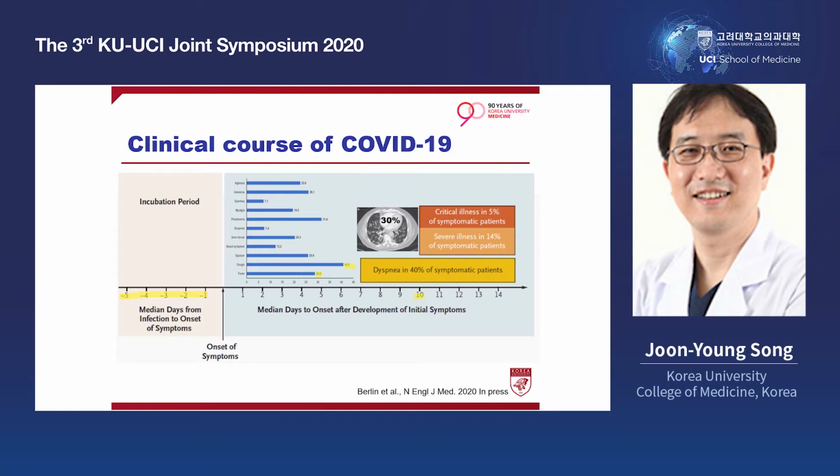14% require intensive care treatment and 5% are fatal. Therefore, even if the initial symptoms are mild, the elderly and chronically ill patients should be closely monitored for the possible aggravation during treatment.